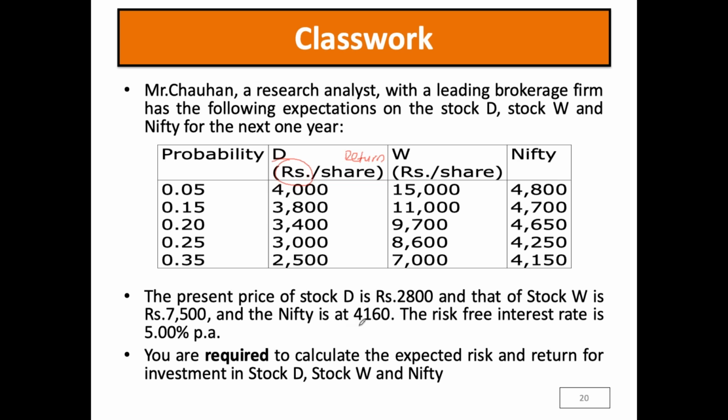So first of all, understand what has been given to us. These are the probabilities and different prices. So understand that these different prices will occur at the end of next year, that is, the next 1 year. So at the end of year 1, these are the different prices. Then what is the current price? The present price of stock D is 2800. Present price of stock D is 2800. So understand that right now the price is 2800. Next year there is a possibility that it can be 4000, it can be 3800, 3400, 3000, and 2500. So I can have 5 different prices next year.